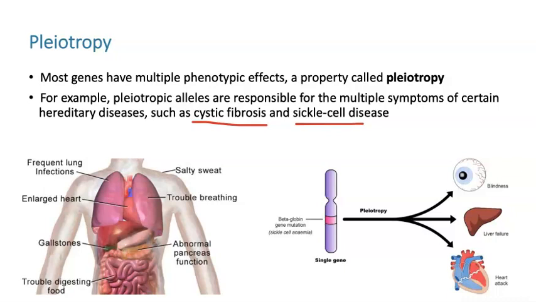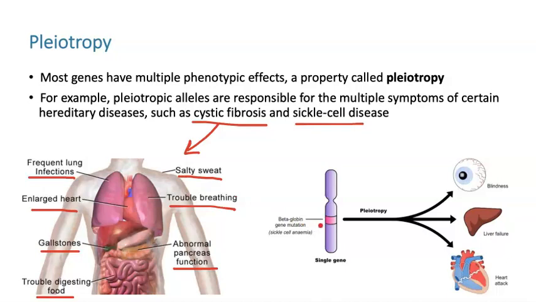So let's take a look at some of the effects that come with having cystic fibrosis. With cystic fibrosis, you have salty sweat, and we're not just talking about normal saltiness. It's very salty. You get frequent lung infections. Your heart is enlarged. You have terrible pain associated with gallstones, difficulty digesting food, your pancreas doesn't work well, and you have trouble breathing. That's 1, 2, 3, 4, 5, 6, 7 phenotype effects. But it's only a single gene.